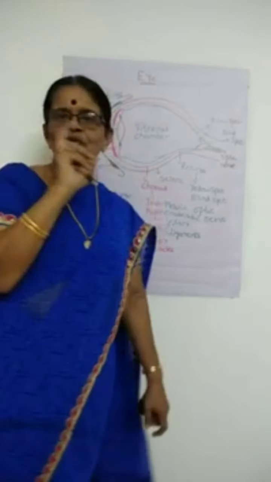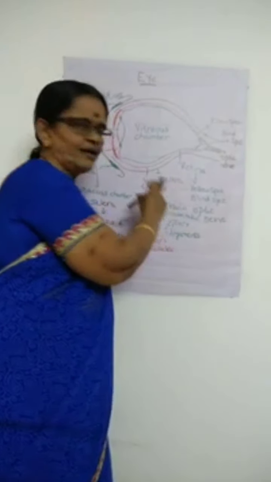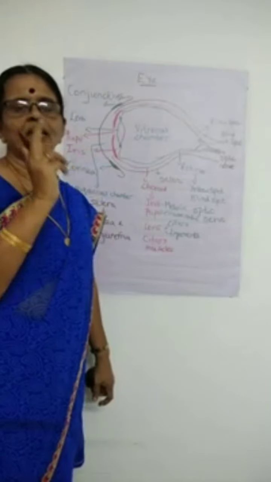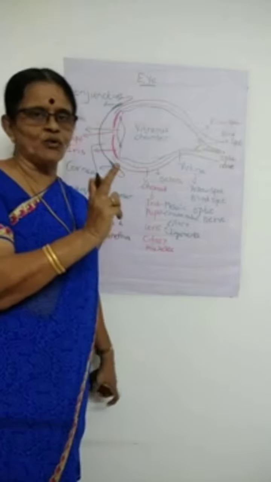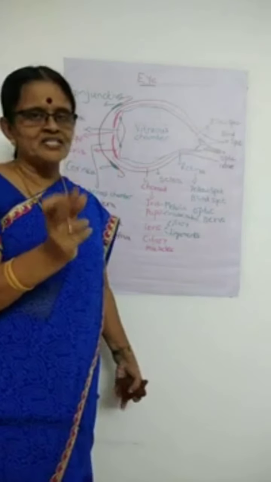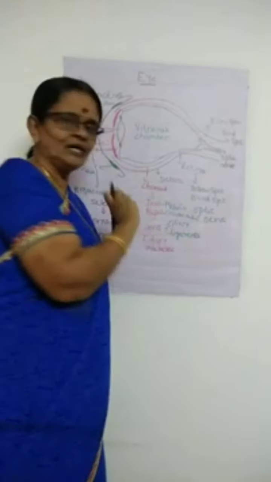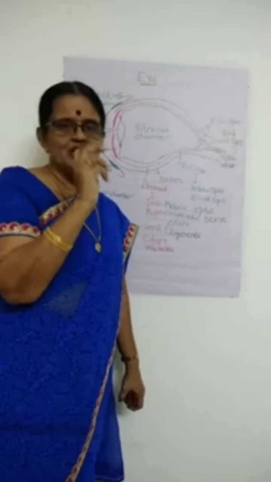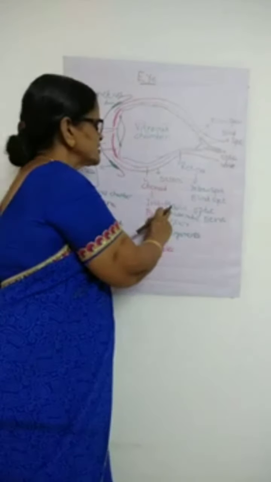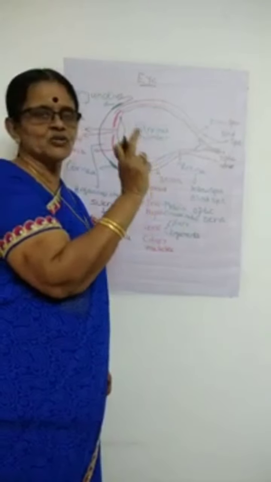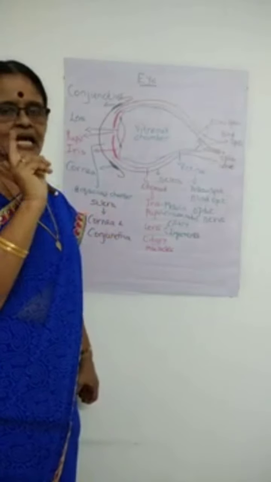So the iris is given color by the melanin pigment. This pigment imparts color to the iris. That is why you have seen some people with brown eyes, some with blue eyes, and some with grey colored eyes. That depends upon this particular pigment present in the iris. So the iris is the colored part in the choroid region, and the color it has is due to the presence of melanin pigment.